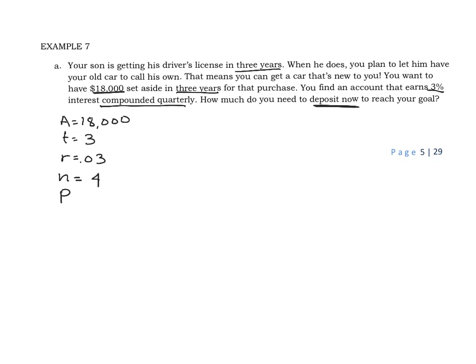So into our compound interest formula, our A was 18,000 equals P times 1 plus our 300 divided by 4, raised to our N times T. Our N times T, that's 4 times 3, which would give us 12. So we raise to the 12th power.